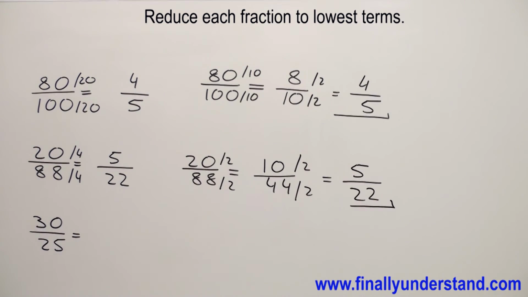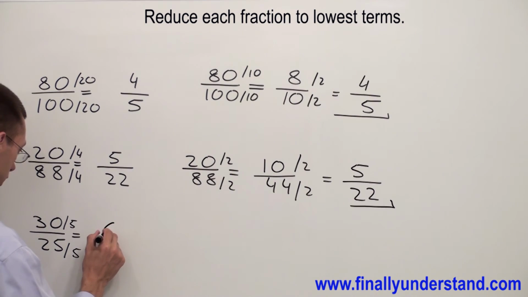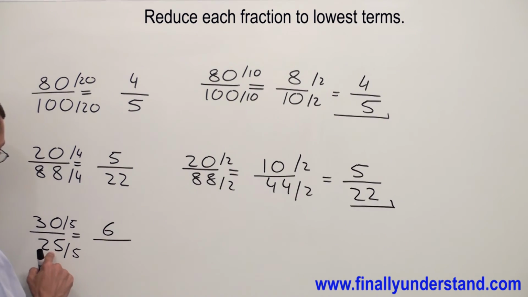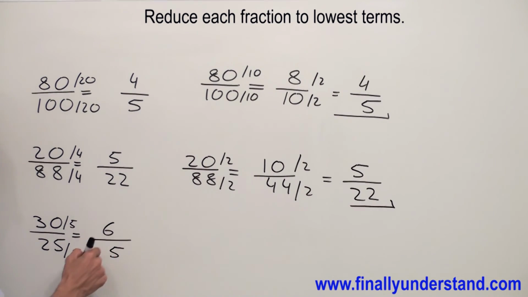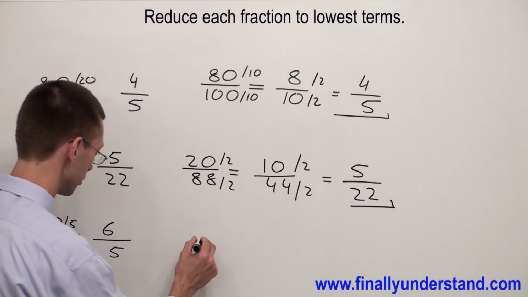Let's check another example. I have 30 over 25. Anytime you have numbers ending with 0 and 5, they are always divisible by 5. 30 divided by 5 is equal to 6. 25 divided by 5 is 5. This is an example of an improper fraction. An improper fraction, most of the time, we convert to a mixed number.